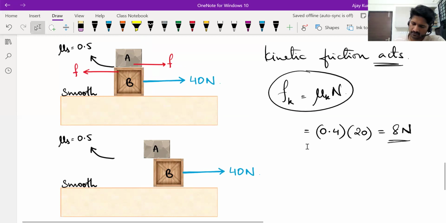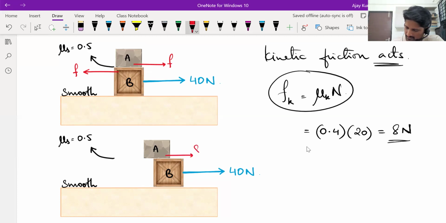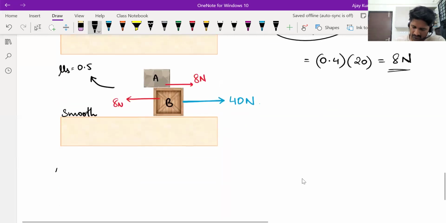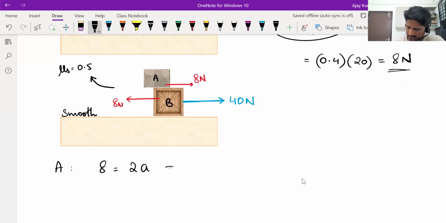So now what will happen? 8 Newton friction will act on A in the forward direction. 8 Newton friction will act on B in the backward direction. As a result, 8 is the only force acting on A. So for block A, net force is equal to mass into acceleration. So block A goes with an acceleration of 4 meters per second square.